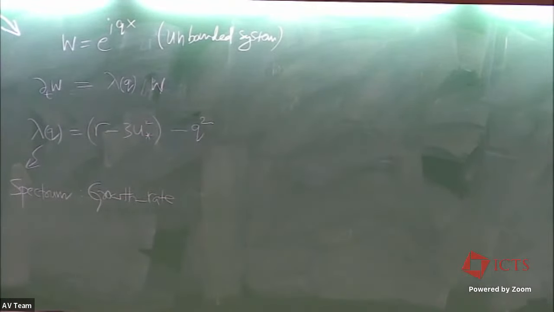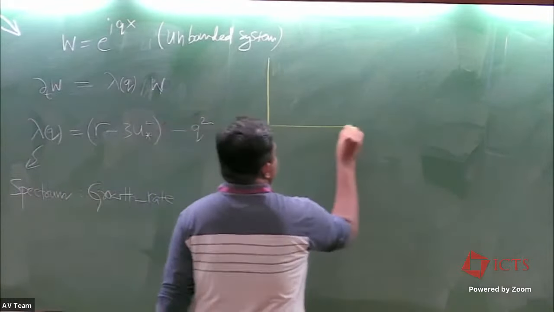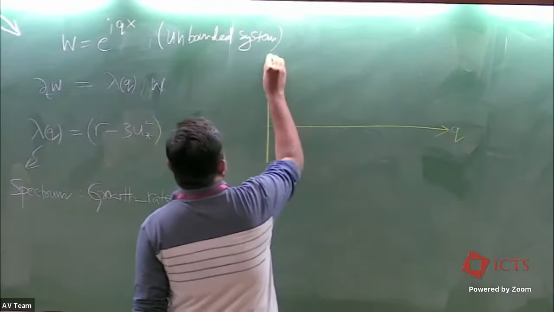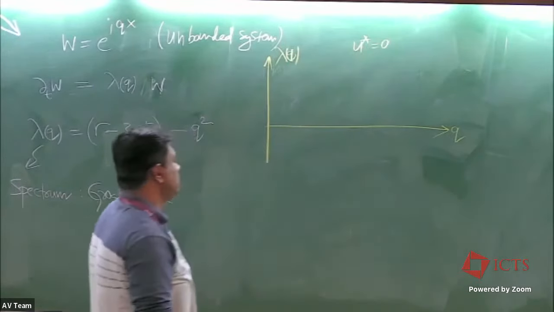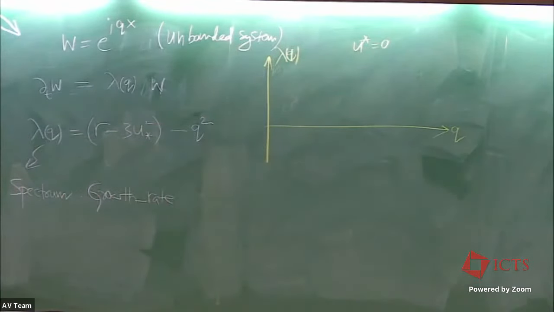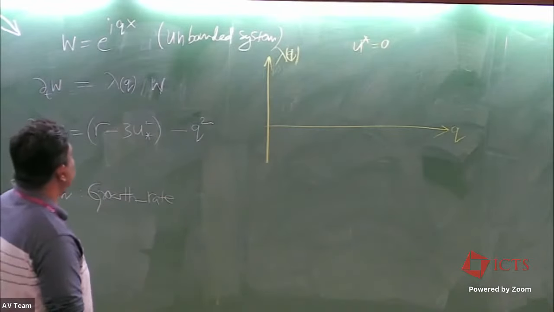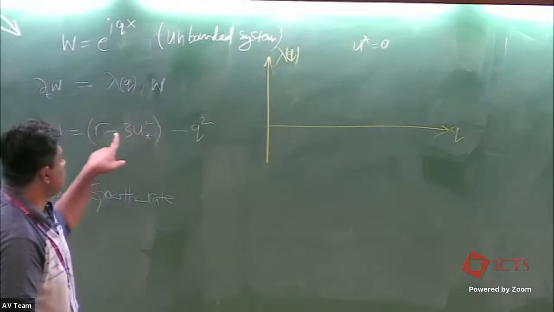So I look at either fixed point, u star equal to 0 or u star equal to plus minus u star. Okay, so this gives you the spectrum, or basically the growth rate of the perturbations. So I would like you to do the following. Plot this for me as a function of Q, for u star equal to 0. There is still one control parameter, which is R, and plot this for different values of R.